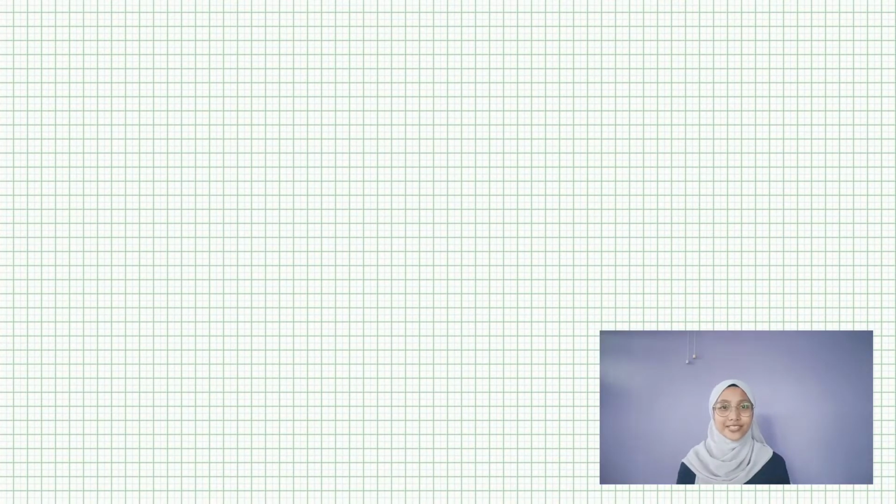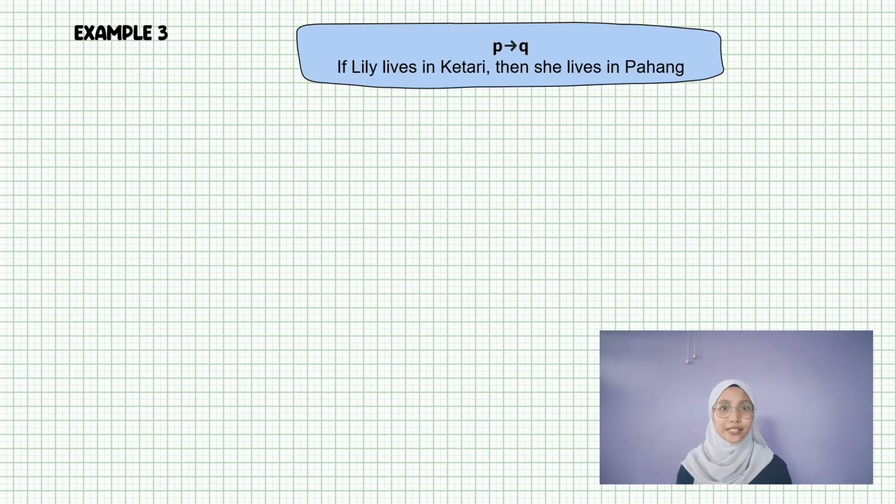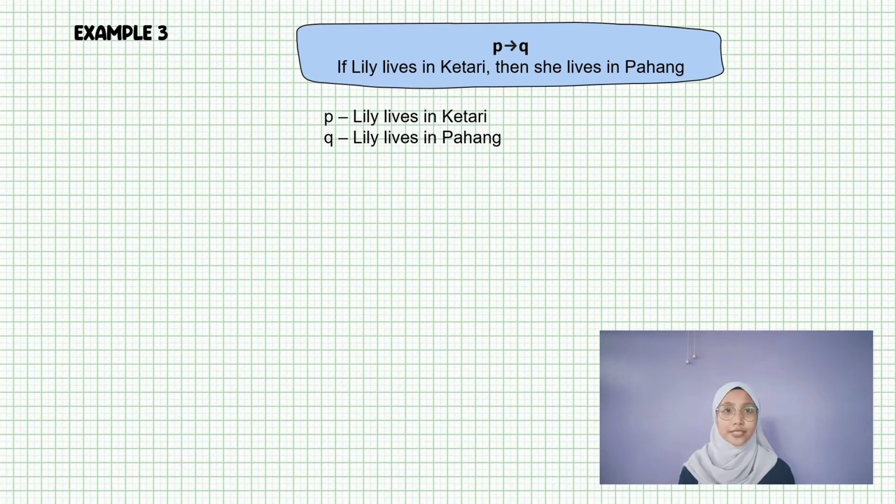Lastly, example 3. If Lily lives in Ketari, then she lives in Pahang. P, Lily lives in Ketari. Q, Lily lives in Pahang. P is the hypothesis and Q is the conclusion. P implies Q. If Lily lives in Ketari, then she lives in Pahang.